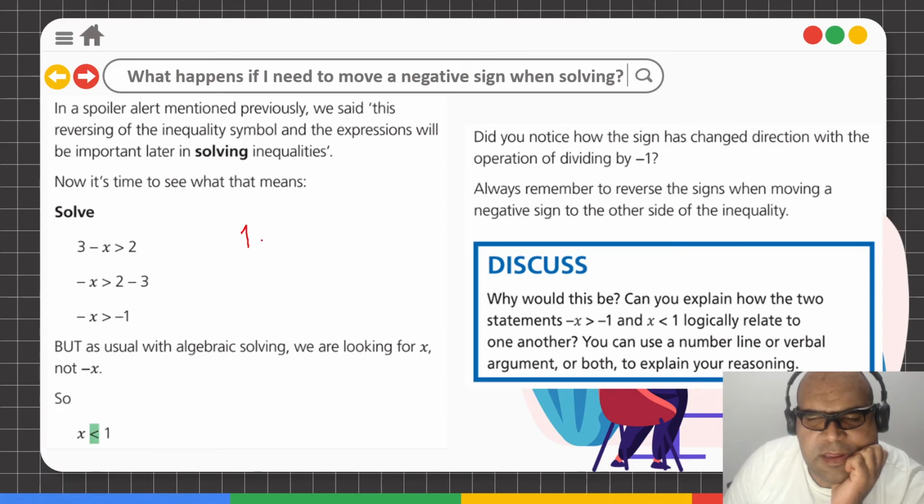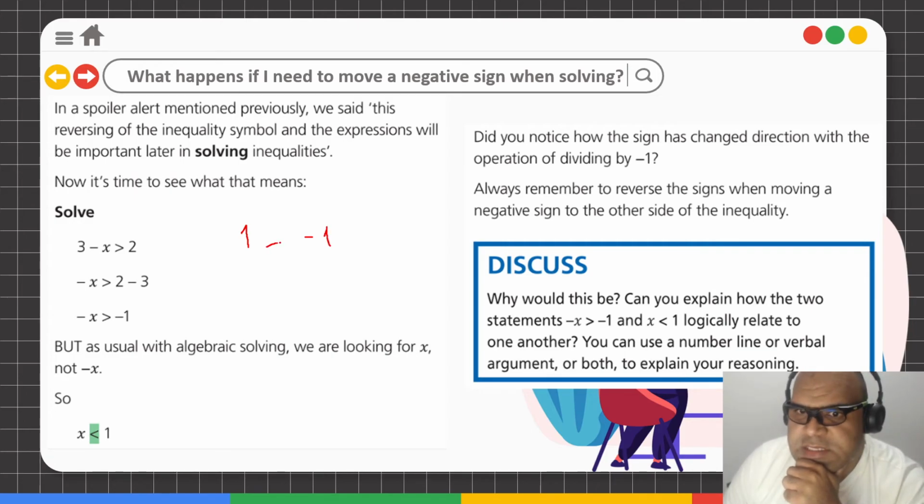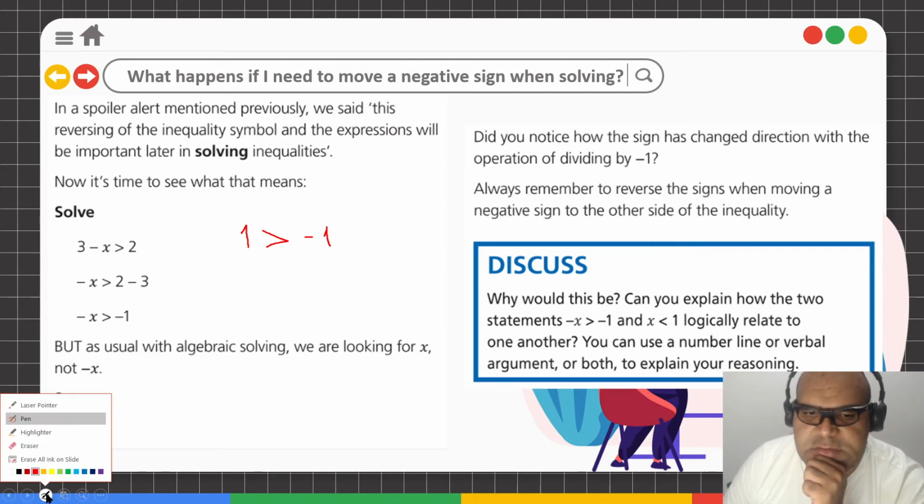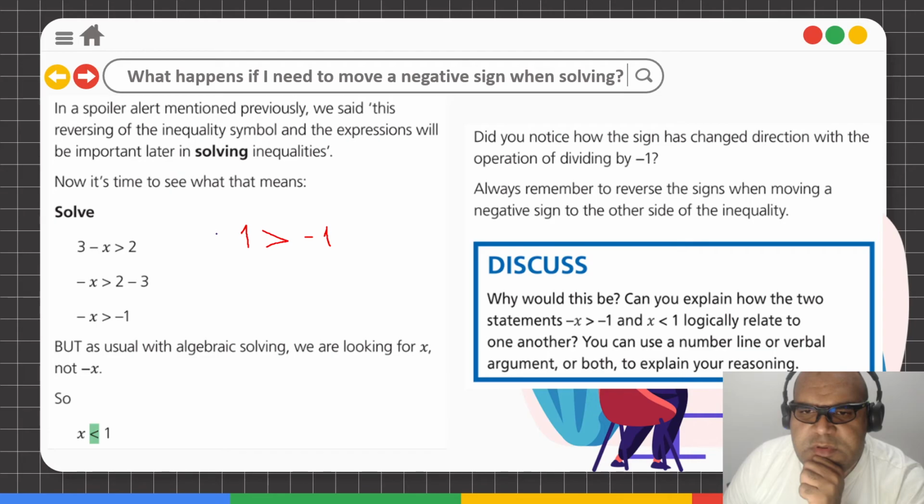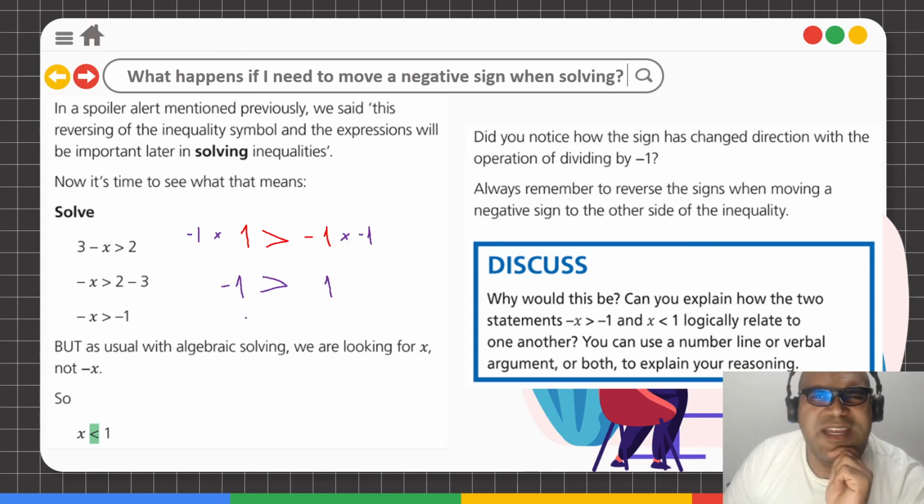number 1, and -1. As you notice, we easily see 1 is greater than -1, yes? Let's now multiply this number by -1, and this one by -1. What is the new result? The new result will be -1 on this side and 1 on this side. Yes? And the inequality, let's keep the inequality. -1 is greater than 1?